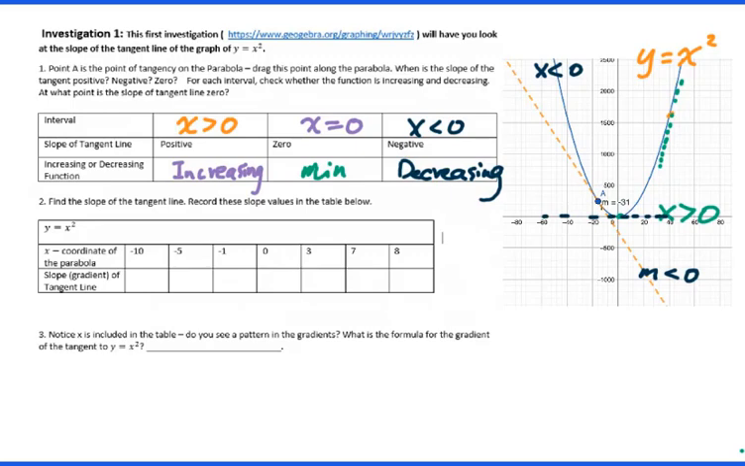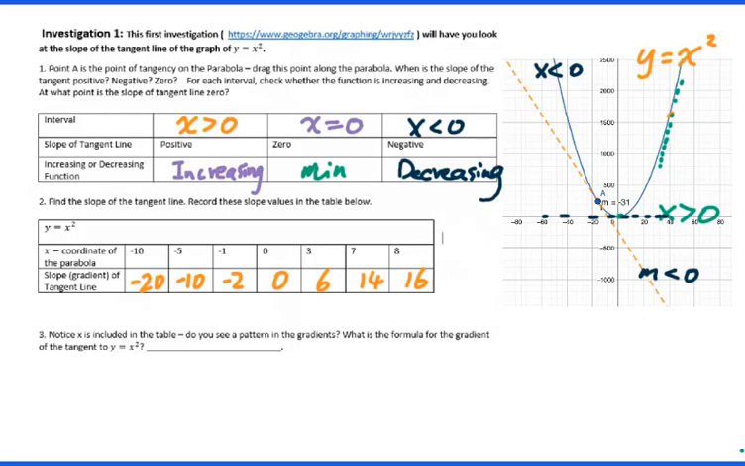And when x equals negative 10, the slope of the tangent line is negative 20. When x equals negative 5, we got negative 10. x equals negative 1, negative 2; 0, 0. Here's 6, 14, and 16. Notice x is included in the table. Do you see a pattern in the gradients? That means the slope of a tangent line.